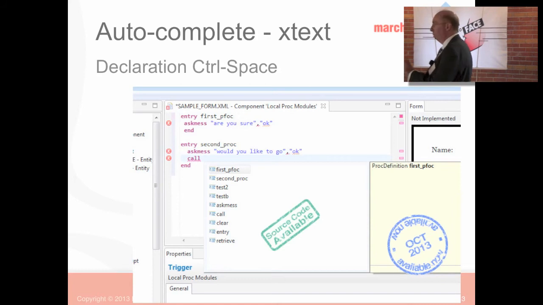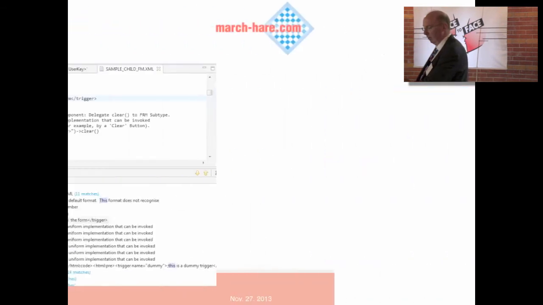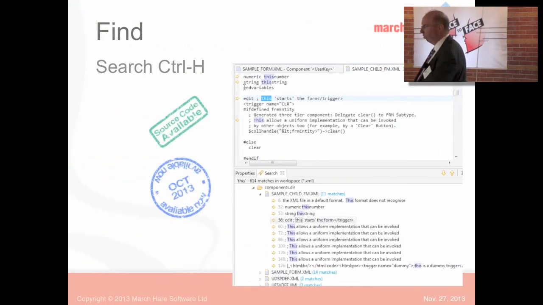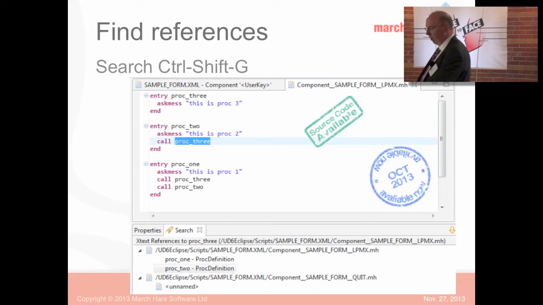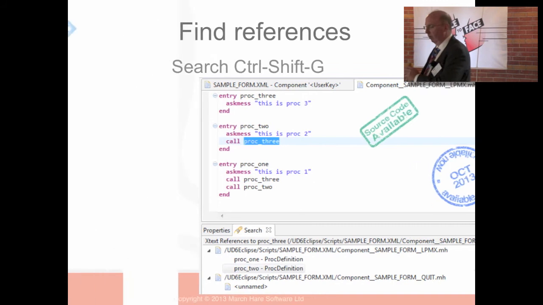Hinting. Just with a control space, if you can't quite remember what that put mess, put list items, put list awk, put something, just press control space and then you get the list. Global search everywhere in your entire application. Find references. You're looking at a proc and you don't want to change everywhere that's used, but you want to know, is this used elsewhere in the component or just in this trigger?